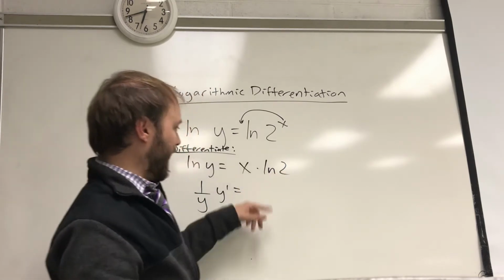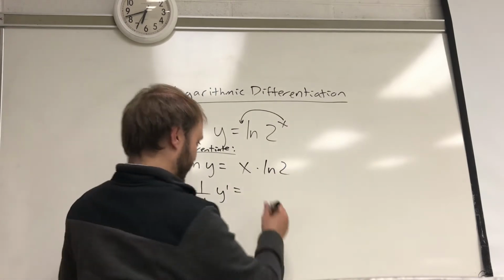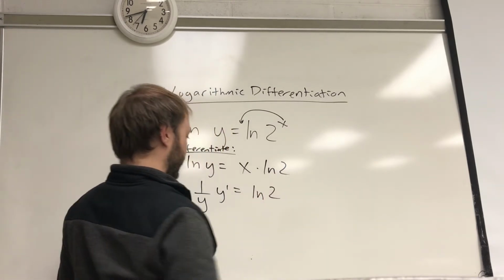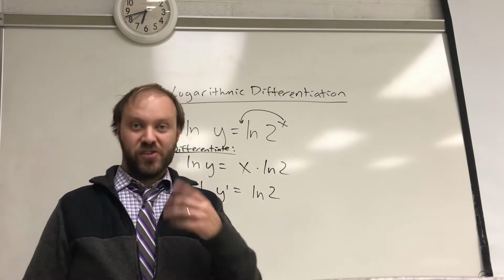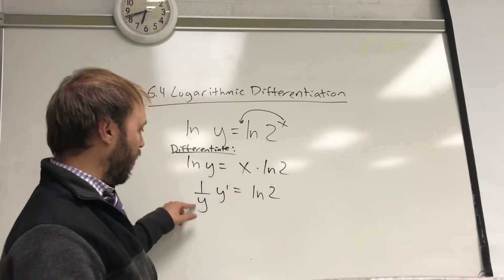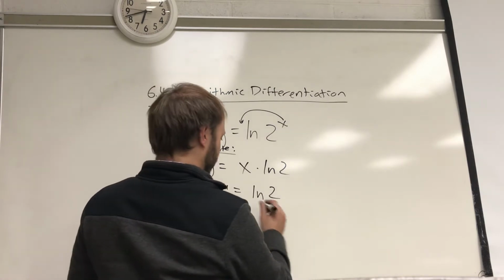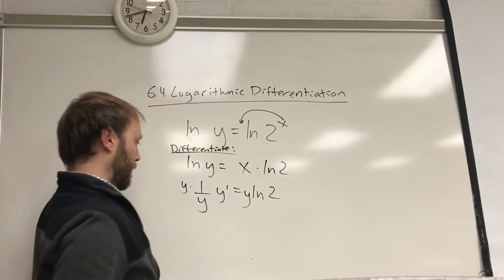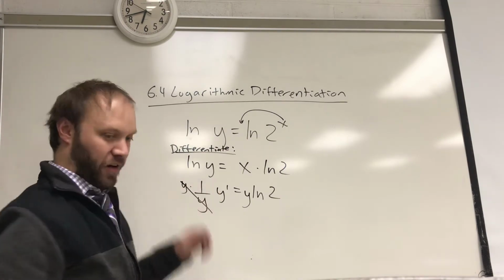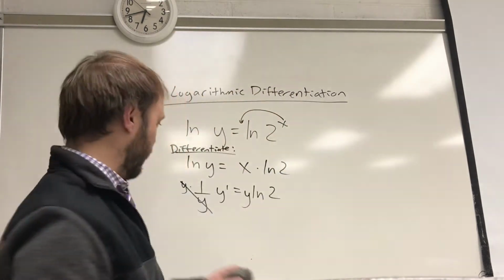So anyway, that's what's going to happen here. The derivative of this is just the ln of 2, okay? And that's all that's going on. Now, I want to solve for y prime. I've got this 1 over y over on the left, so I'm going to multiply both sides by y, okay? The y's cancel over here. All that stuff's gone. We've got a pretty simple equation now.